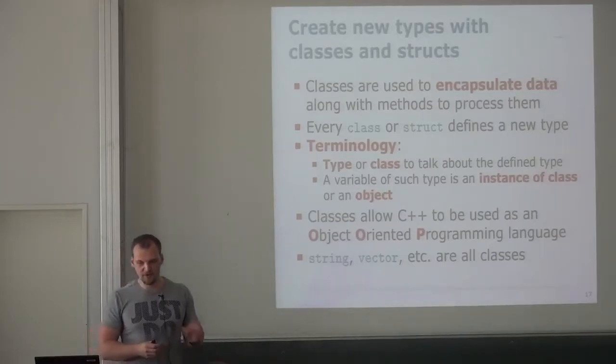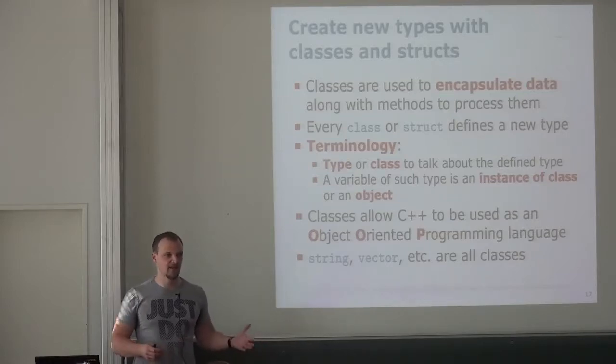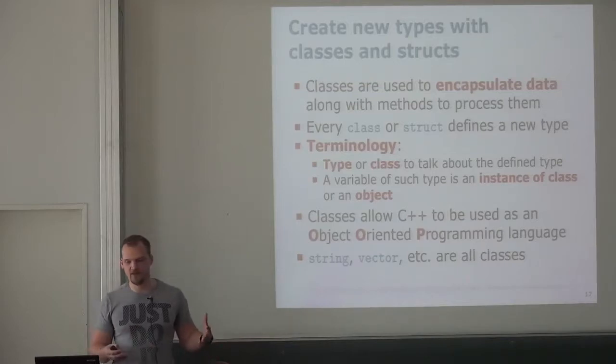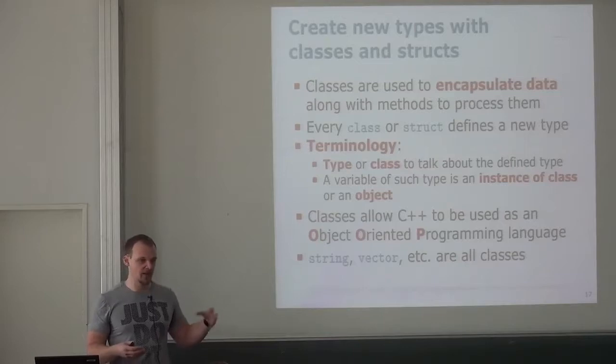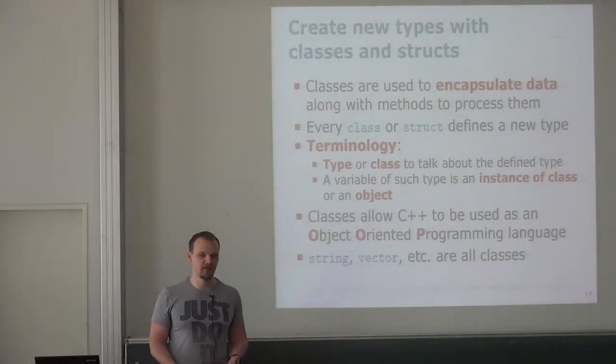Good. So there are two keywords for creating classes in C++. They're class and struct, for creating types. And the words type and class will be used interchangeably. So they mean exactly the same thing in C++.